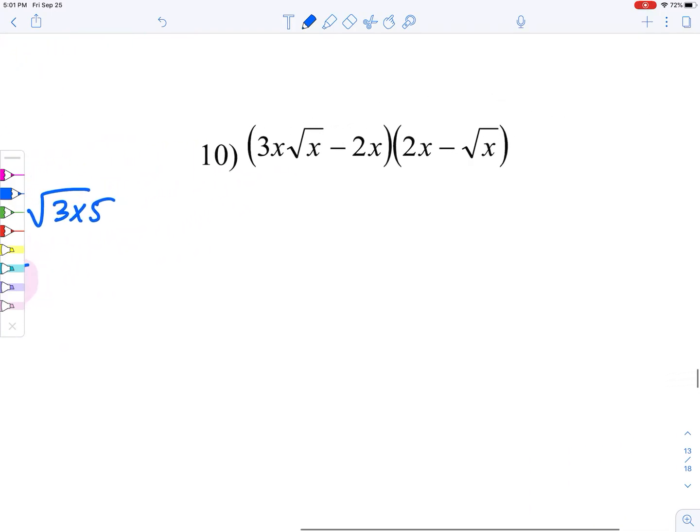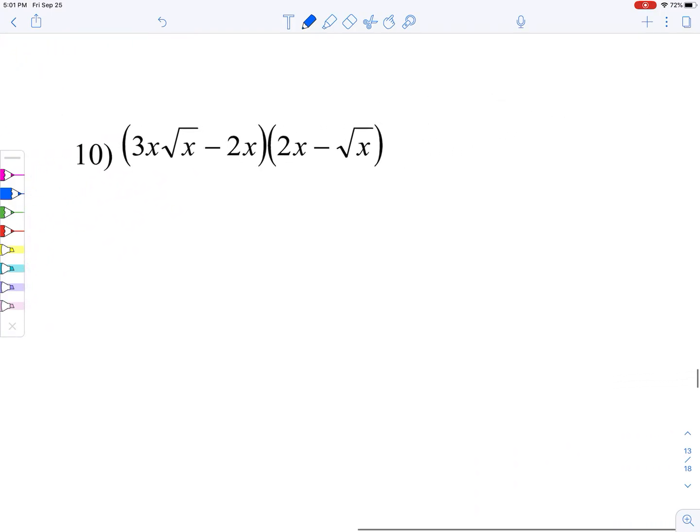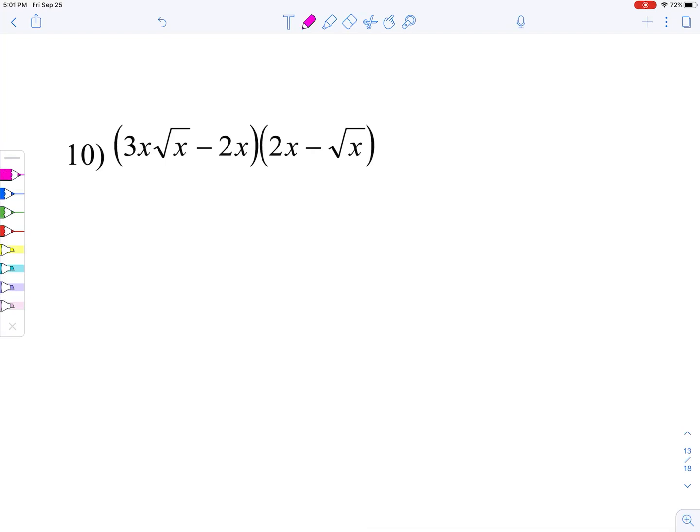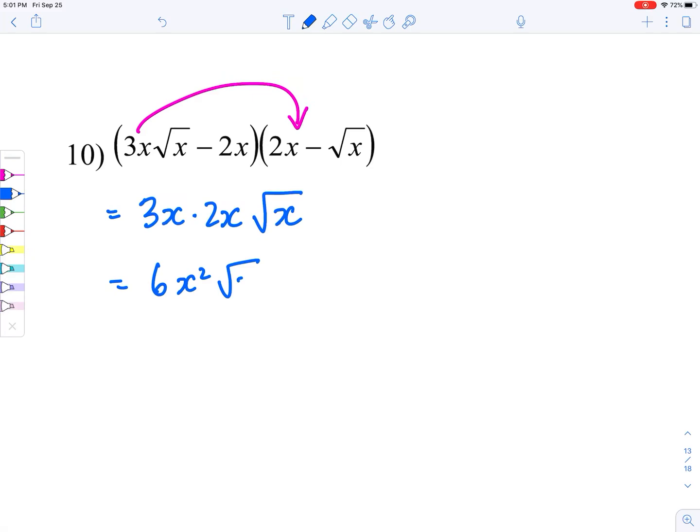This last one, I'll do it, but I'm not going to expect you guys to be able to do this stuff. But just in case. For the first one, outside times outside. So that's going to be 3x times 2x. Inside times inside is just going to be a square root x. That would give us 6x squared root x.